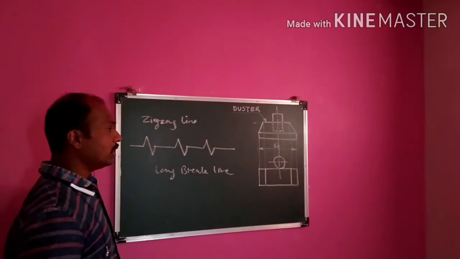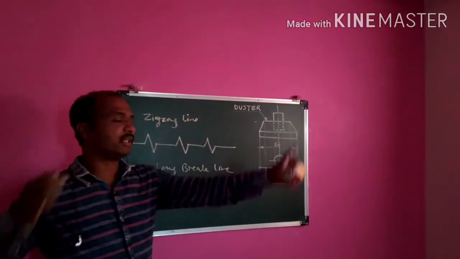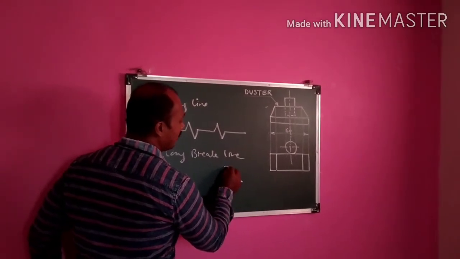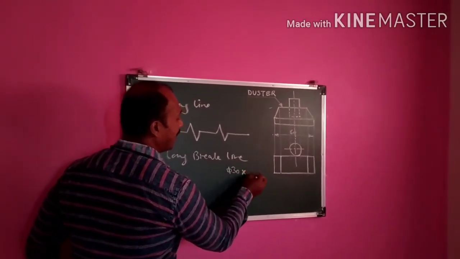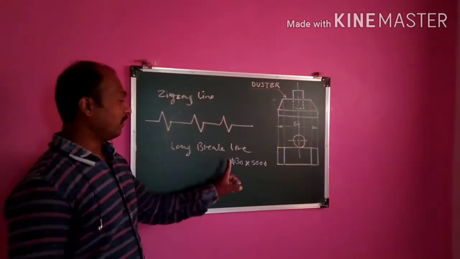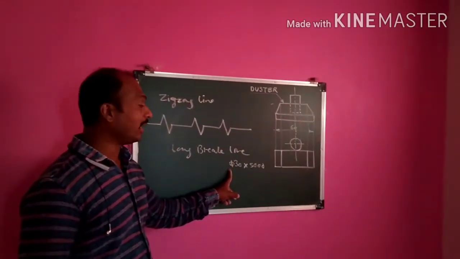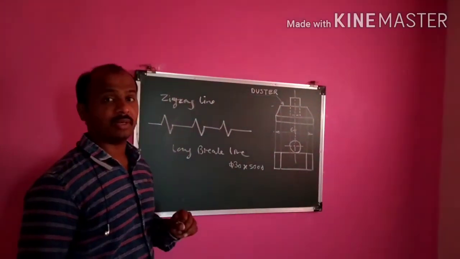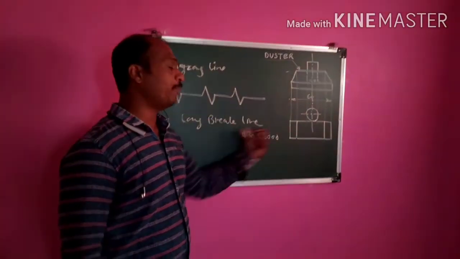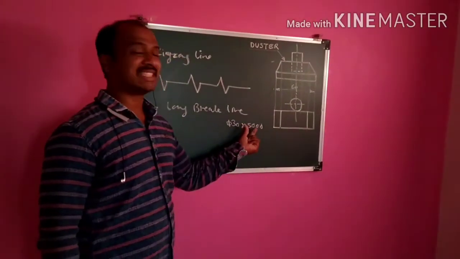Now where to draw this? Suppose I want to draw a shaft. Say its dimension is 530 by 5000. Its size is like this: 530 mm. Diameter is 30 mm, so length is 5000 mm. Now it is difficult to draw this figure on the page because we need to use the scale here.